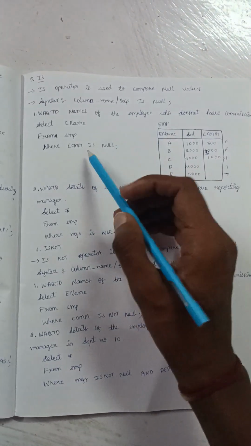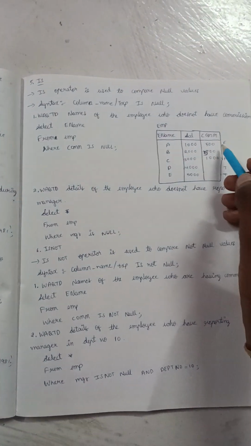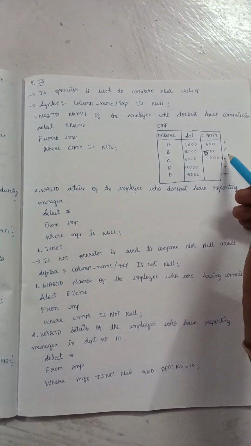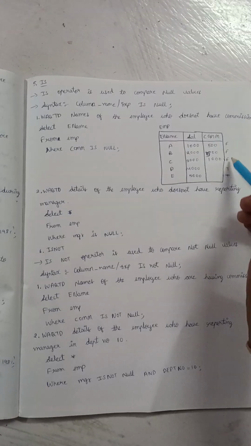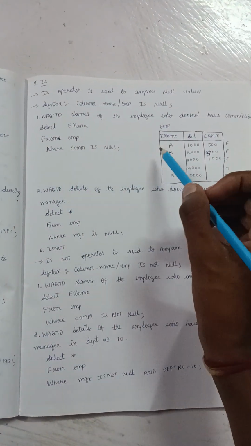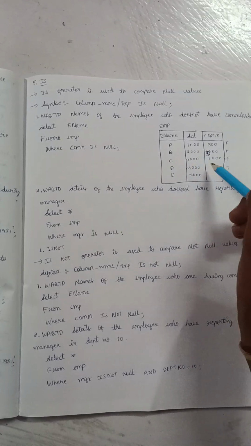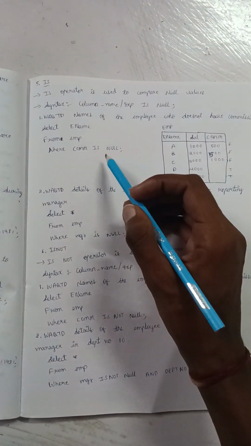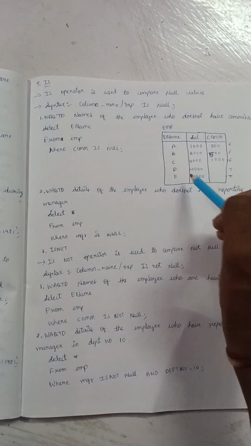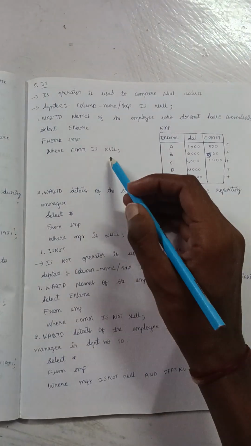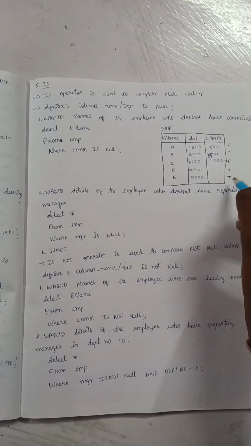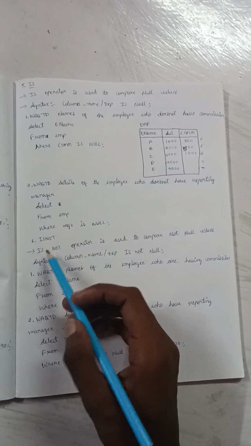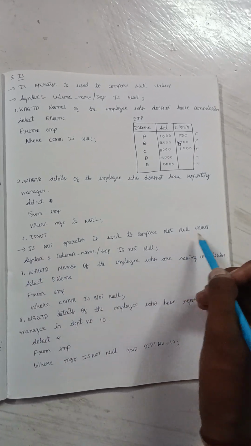By using commission IS NULL, it checks whether 500 is equal to null, which is false. The WHERE clause is executed row by row, so it checks 1000 equals null, false. Here null equals null, so true, and D will be displayed. Likewise for E, the null value equals null, so the condition is true and E's name will be displayed.